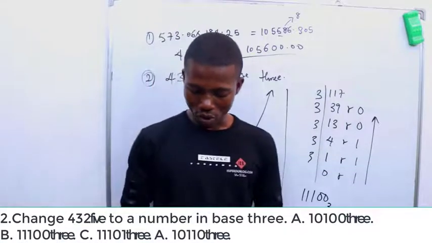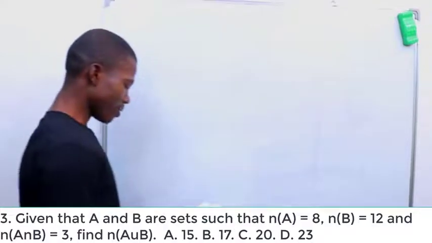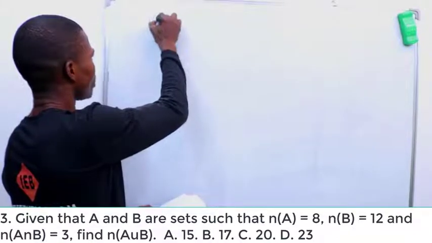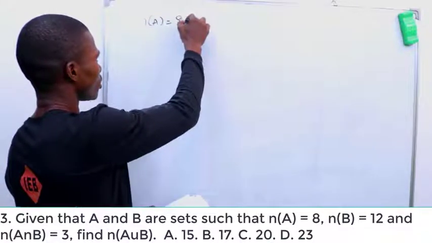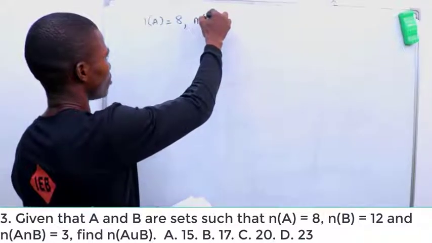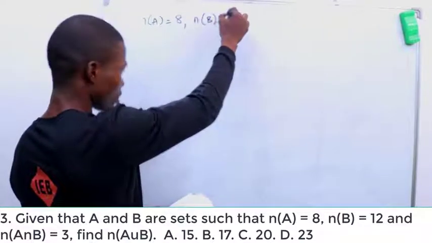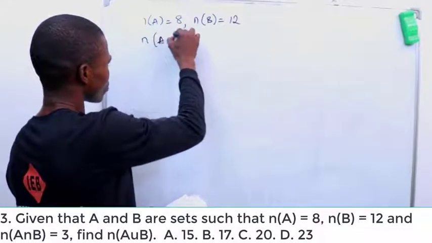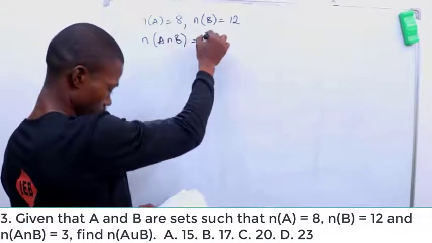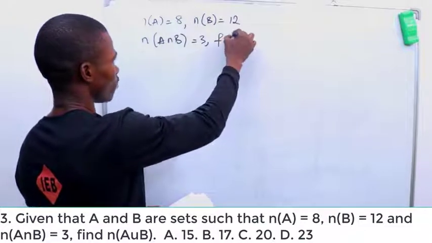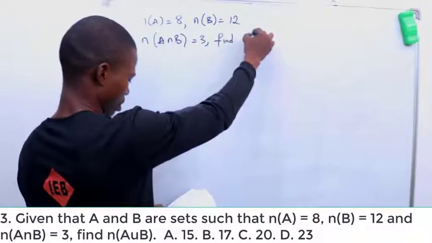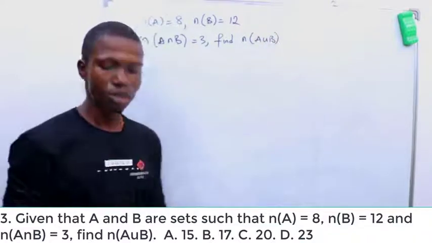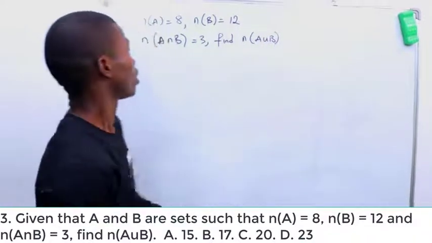Okay, let's go to question number 3. Given that A and B are sets such that the number of elements in set A is equal to 8, while the number of elements in set B is equal to 12, and the number of elements in set A intersection B is 3. We should find the number of elements in set A union B. Okay, so this is our question. So how do we go about it?